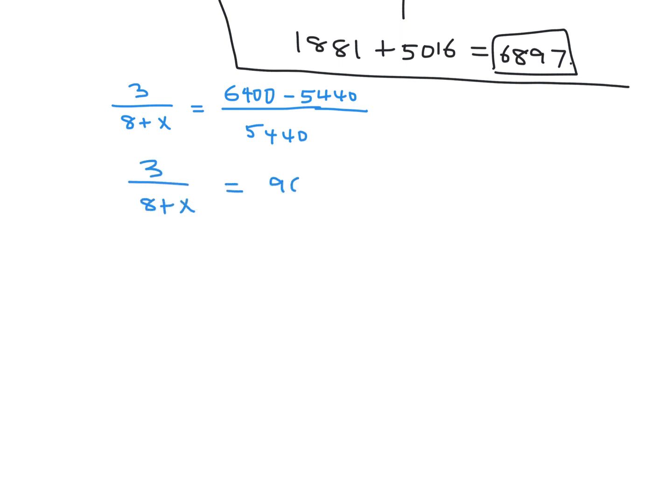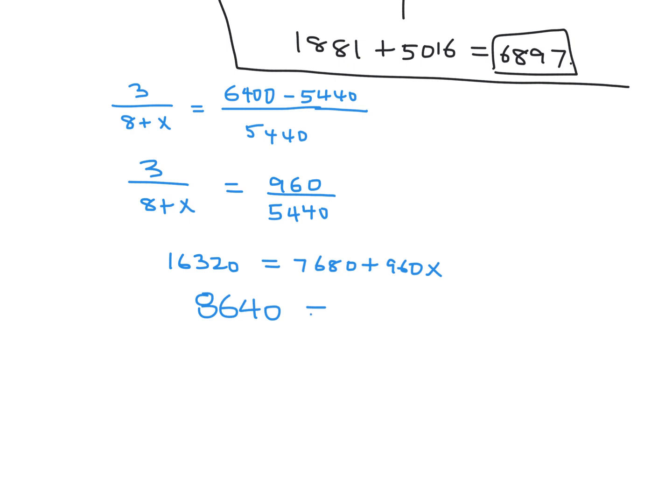So that's 960, and that's 5440. Cross multiply, and you get 16320, and here we get 7680 plus 960x. And then bring that to the other side, and you get 8640, and that's 960x, and therefore x would be 9. And that is the solution.